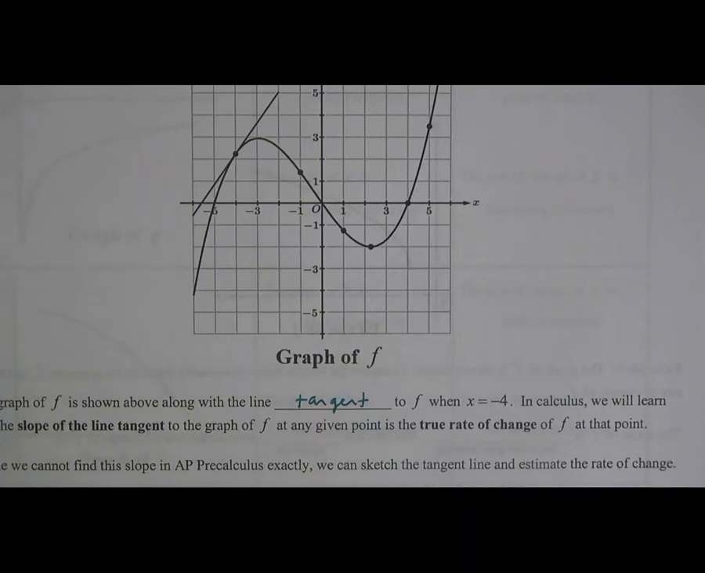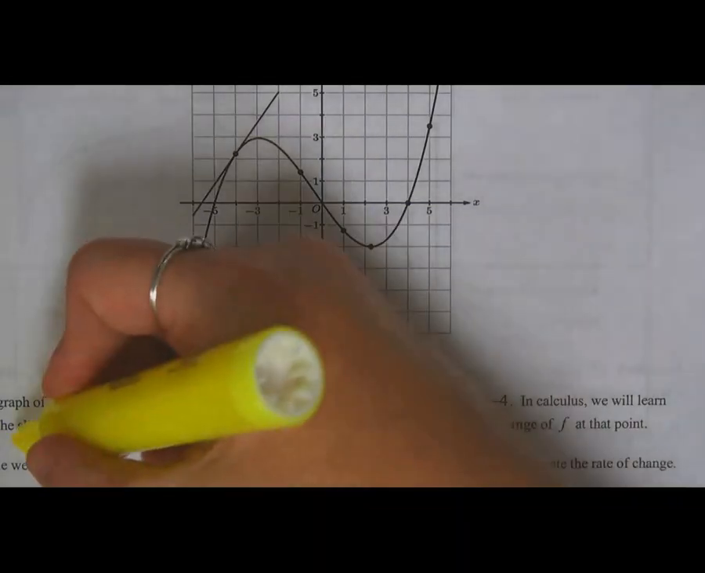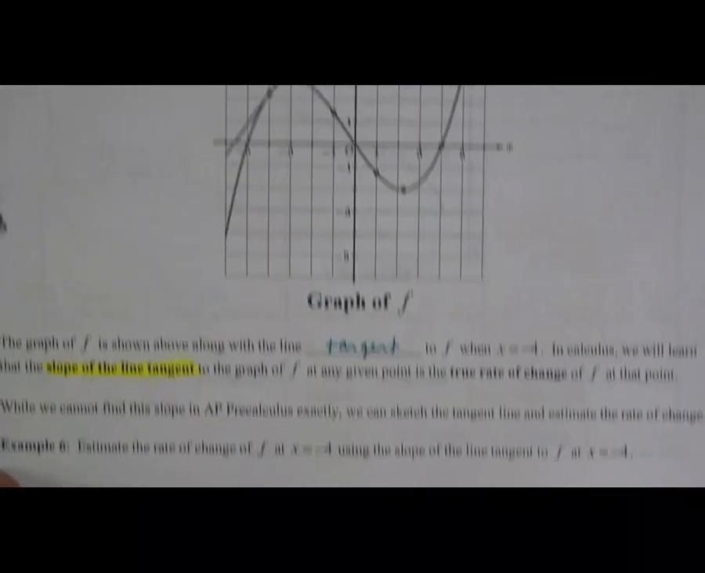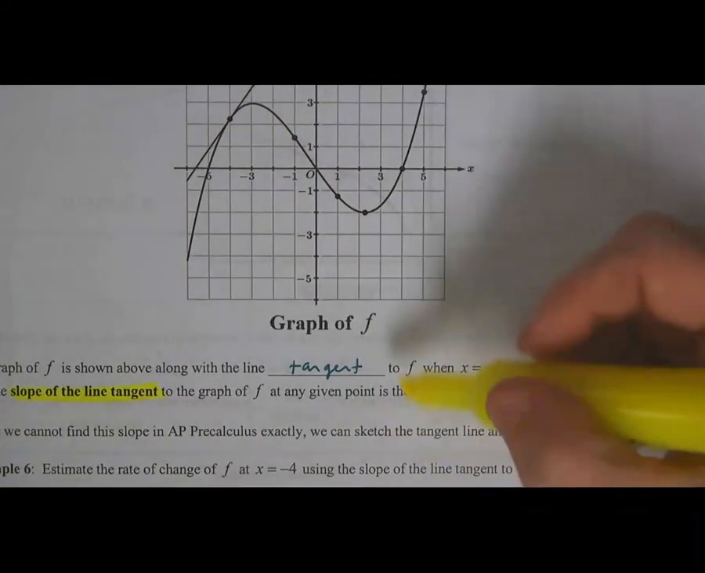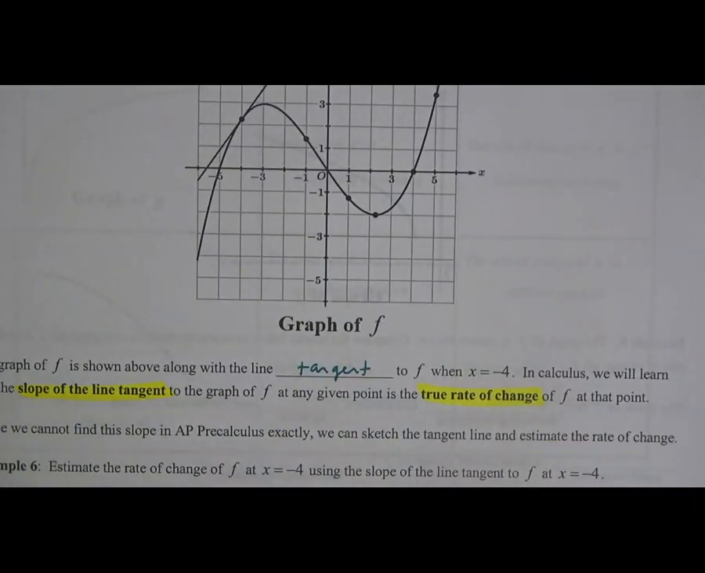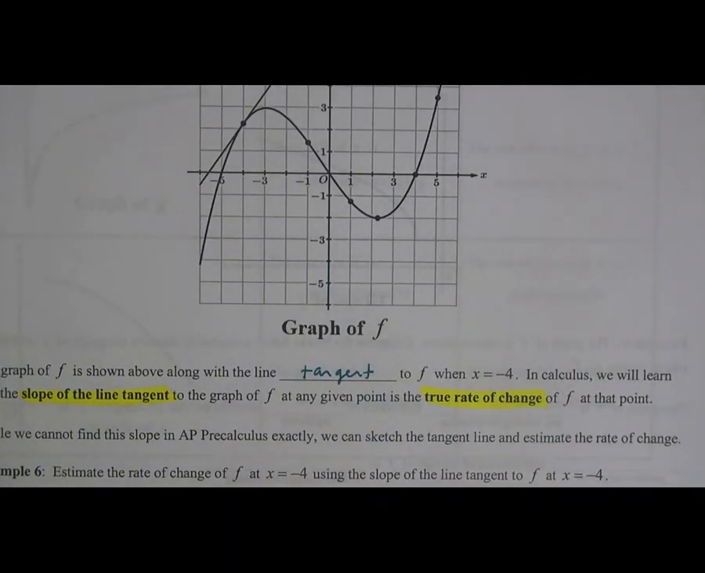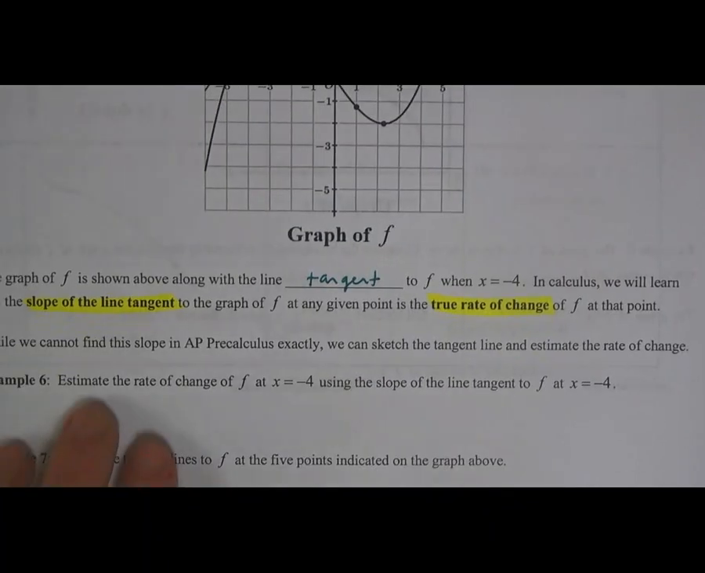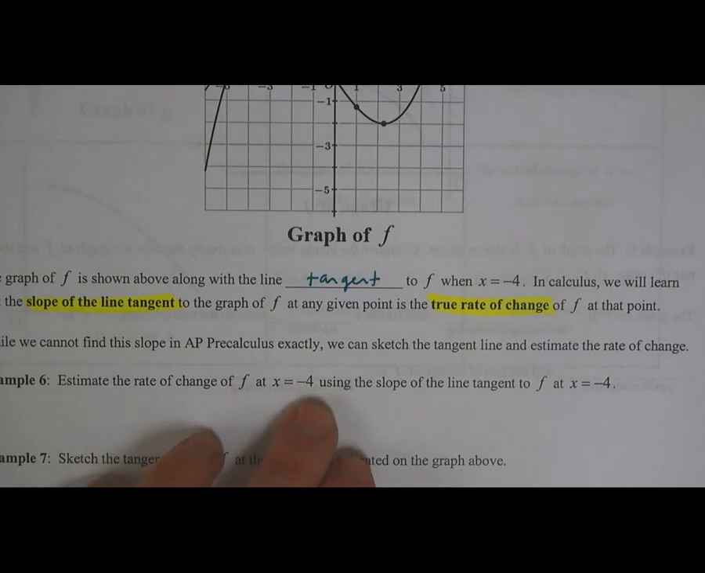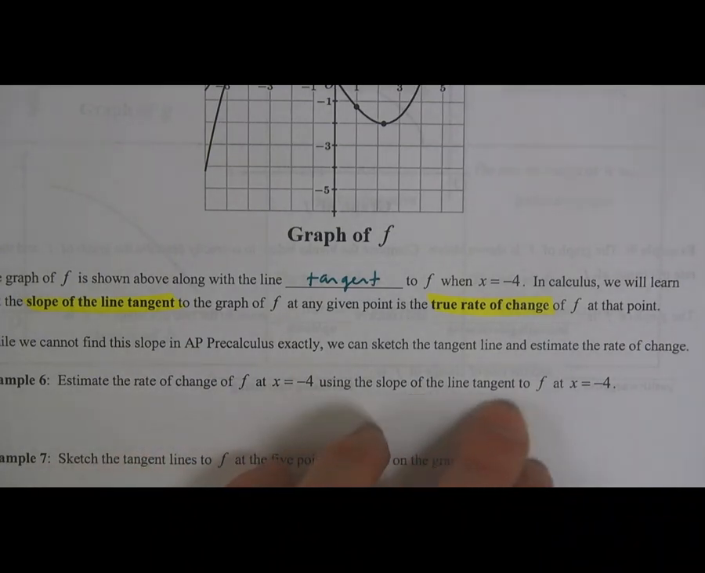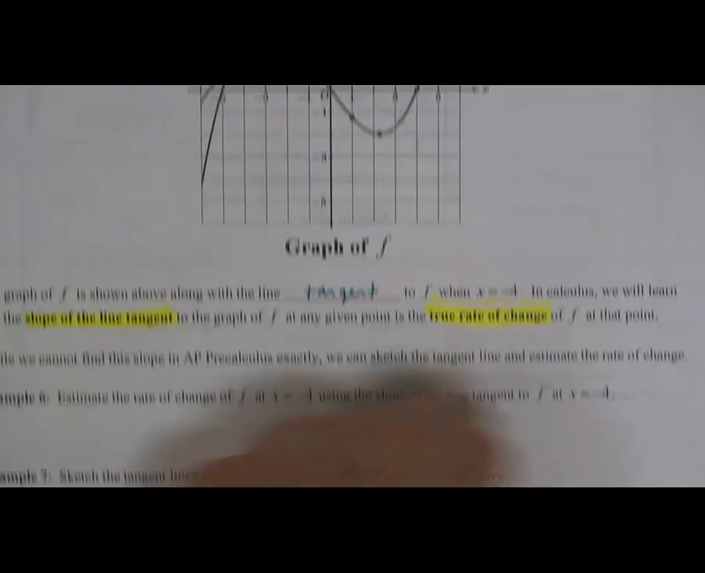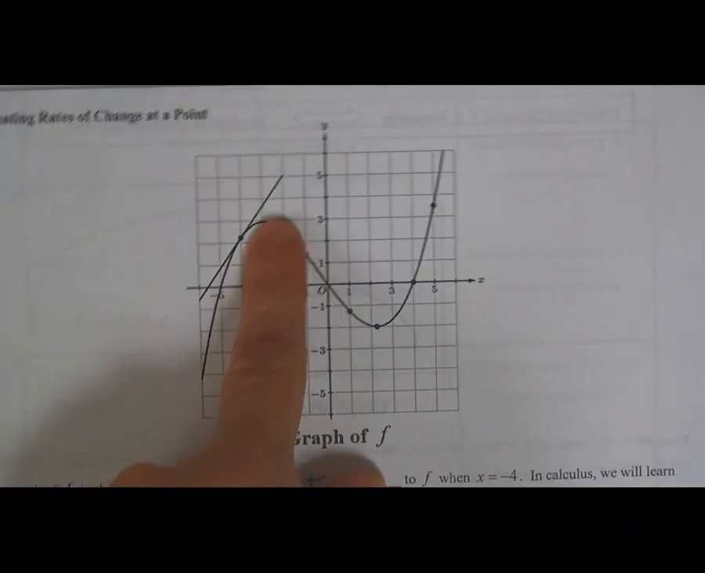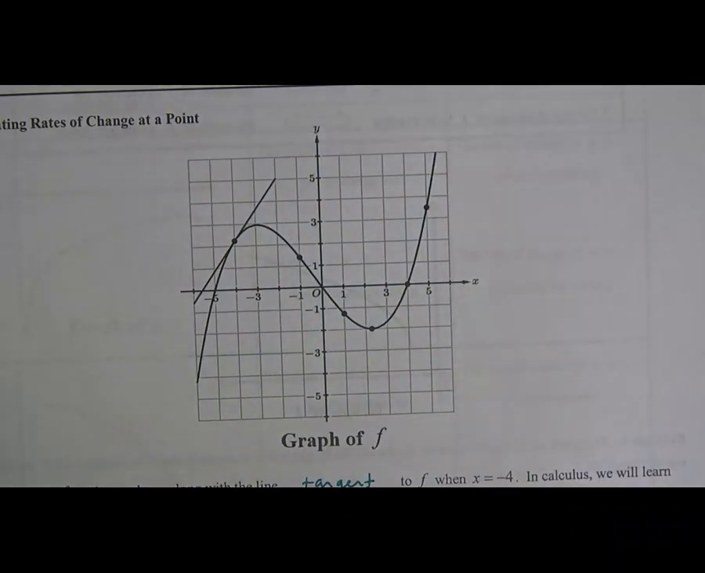In calculus, we're going to learn that the slope of the tangent line, the slope of that line, is the true rate of change at that point. So while we can't find the slope in AP Pre-Cal, we can sketch the tangent line and estimate it, okay? So here's what we're going to do. Example 6 says estimate the rate of change at x equals -4 using the slope of the line tangent to f at x equals -4. All you have to do, it's already sketched for you, is find the slope of that line.